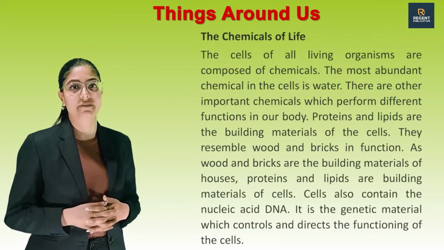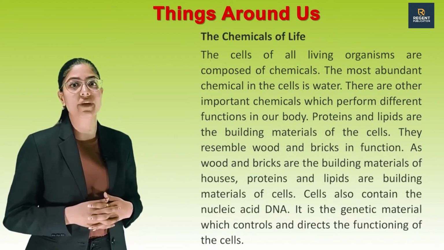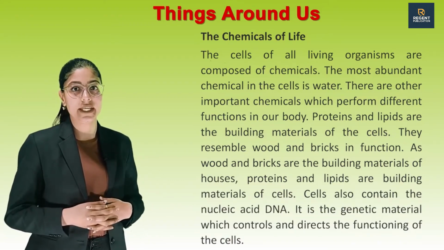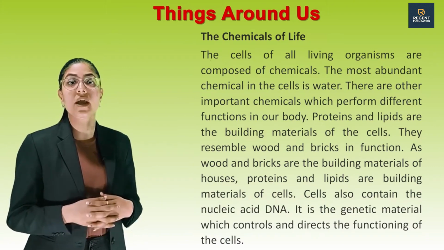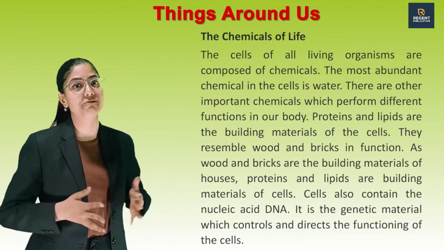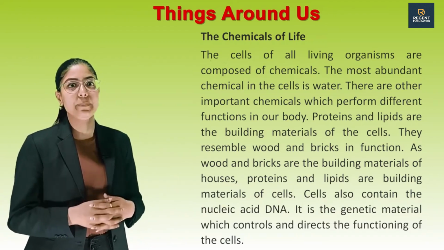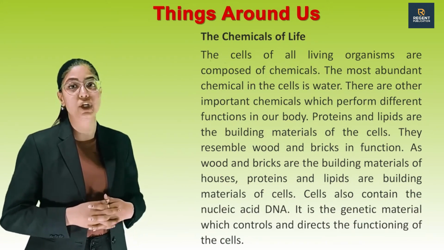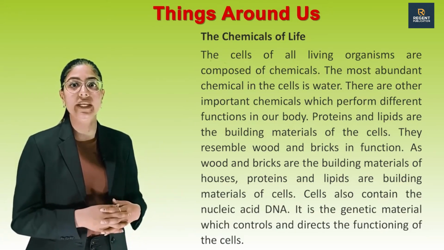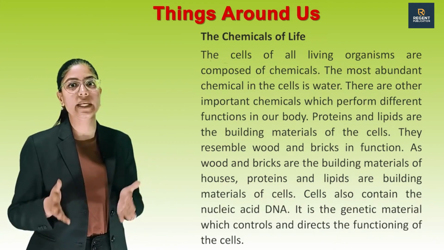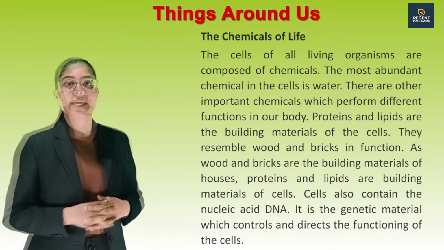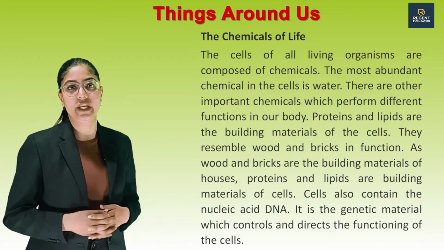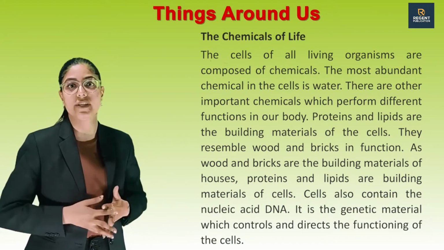The chemicals of life. The cells of all living organisms are composed of chemicals. The most abundant chemical in the cells is water. There are other important chemicals which perform different functions in our body. Proteins and lipids are the building materials of the cells. They resemble wood and bricks in function. As wood and bricks are the building materials of a house, proteins and lipids are the building materials of a cell. Cells also contain the nucleic acid DNA. It is the genetic material which controls and directs the functioning of the cell.